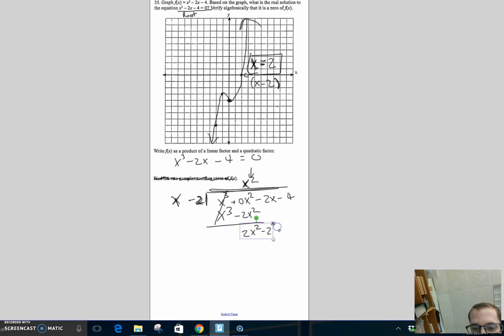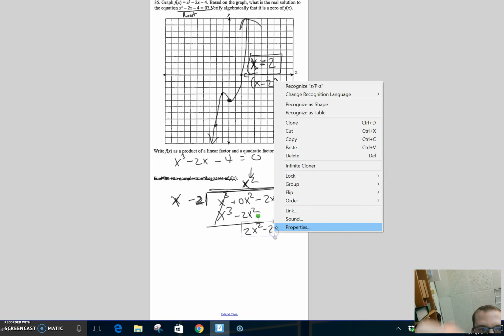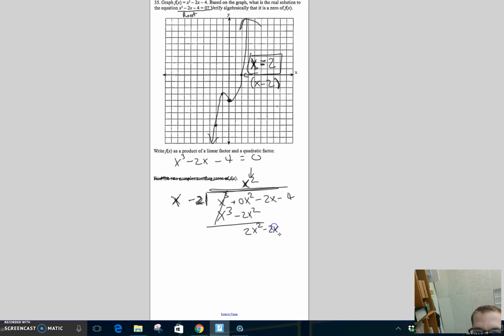Bring down the -2x. Okay. X squared is my first factor. Now x goes into 2x squared 2x times, so plus 2x. Then I distribute. X times 2x is 2x squared. 2x times -2 is -4x. Subtract. Cancels. -2 minus -4 is like -2 plus 4, which is 2x. Bring down the -4.